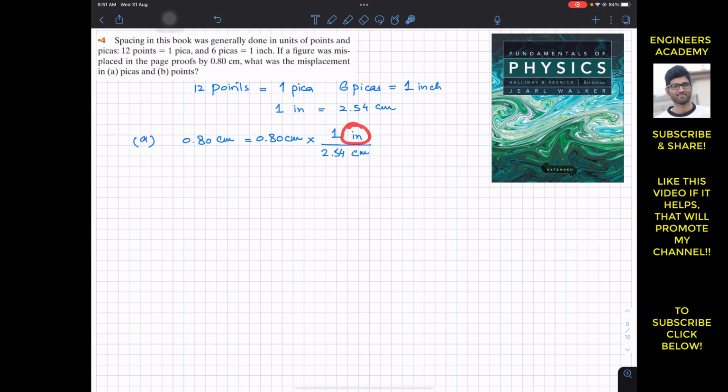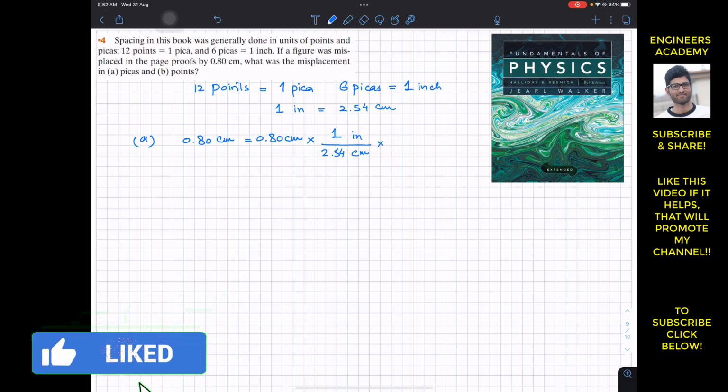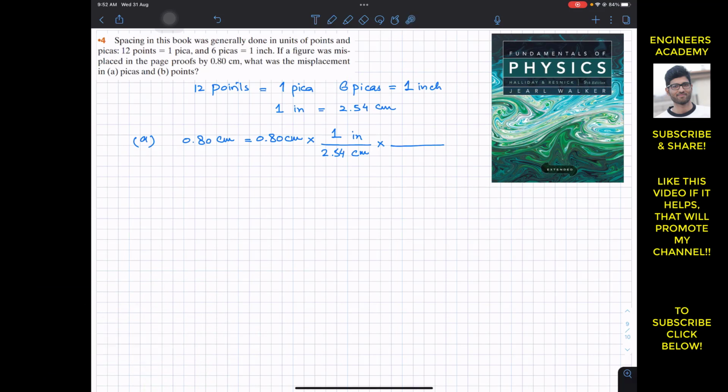Now we want to cancel out inches since we want to convert this into picas, and we know that 1 inch is equal to 6 picas. So again we need to multiply by one another fraction, and now in the denominator, since we want to cancel out this inches, we need to write inches in the denominator here. So I will write inches, and then in the numerator I will write picas. So now we know that 1 inch is equal to 6 picas, so I will write 1 in the denominator and 6 in the numerator. So now centimeters will cancel out and inches will cancel out, and we will have this 0.80 centimeter in terms of picas.